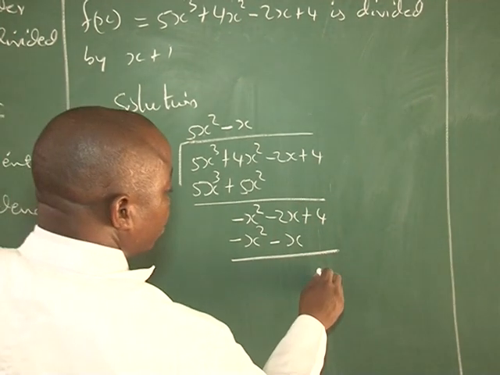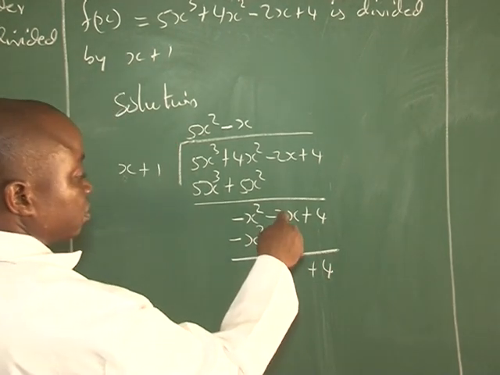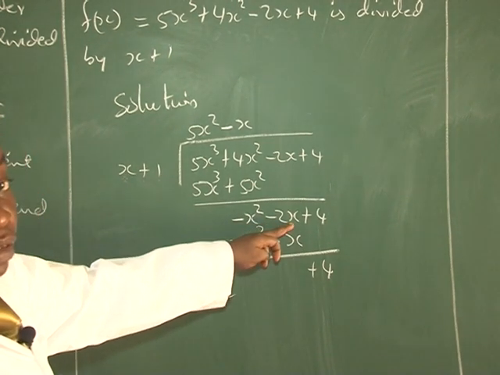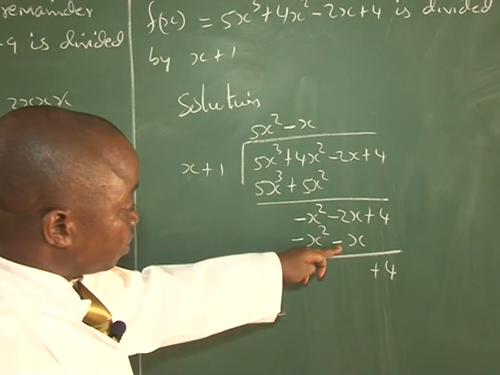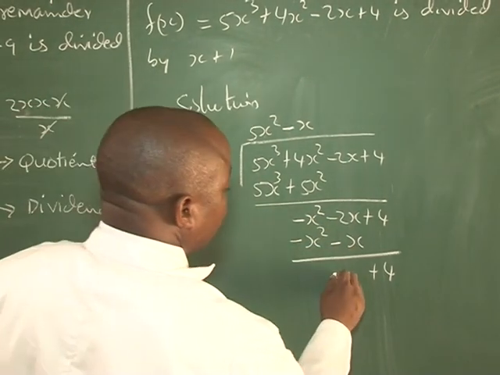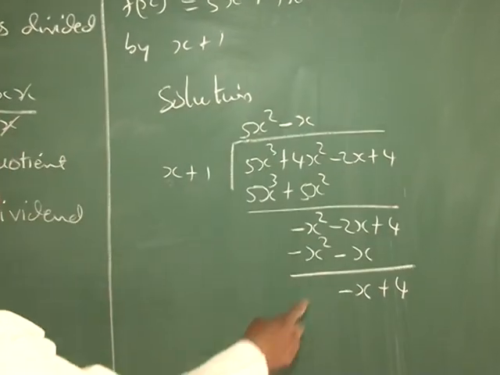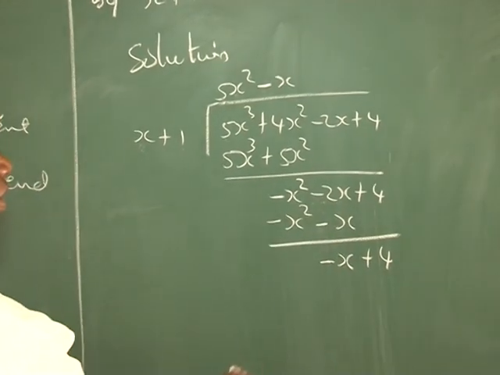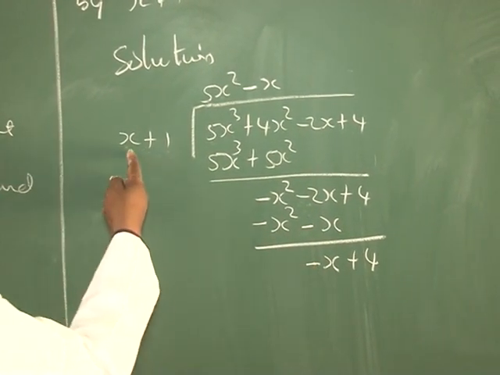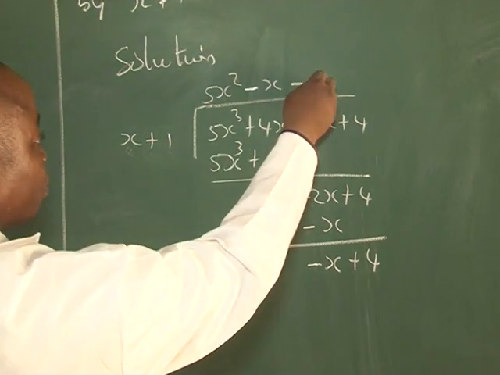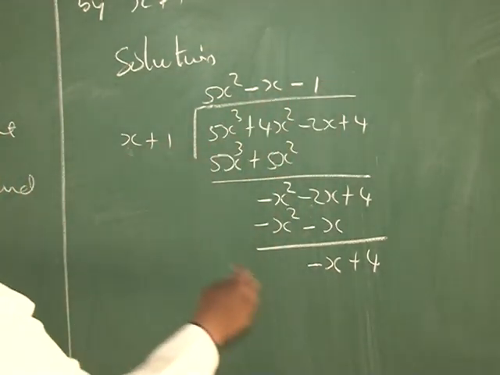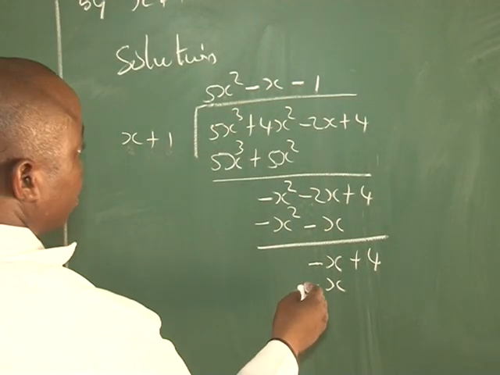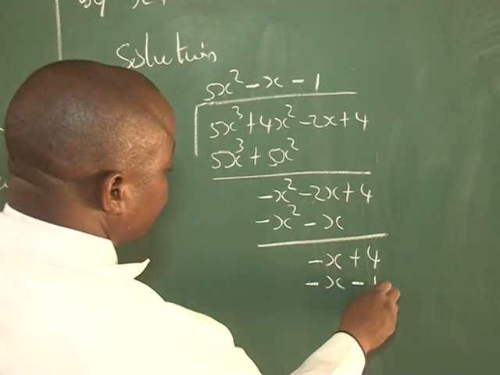Subtracting, we have 4. Then, here we have minus 2x minus x. So that will give us minus x, because adding here you have plus. So minus 2x plus x is minus x. So this divided by this, minus x divided by this will give us minus 1. Minus 1 times x will give us minus x. Minus 1 times 1 will give us minus 1.